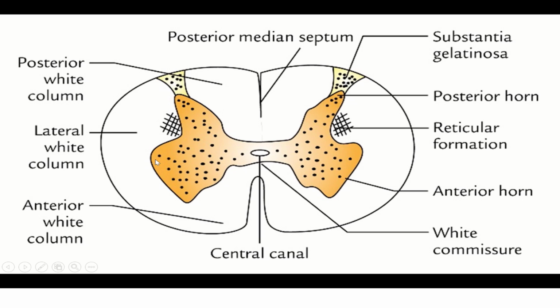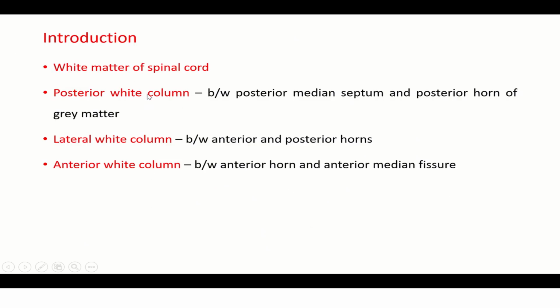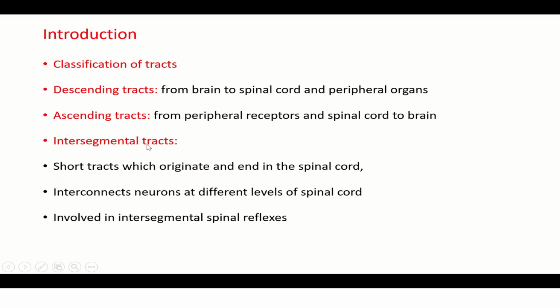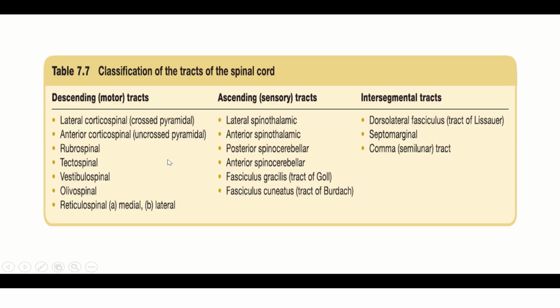If you observe from all three slides, the white matter is divided into three regions: posterior white column, lateral white column, anterior white column. The fibers are sensory fibers, motor fibers, association fibers. And the tracts are descending tracts, ascending tracts, and intersegmental tracts. Now let us have an overall overview of the major tracts which we can discuss and understand their function.